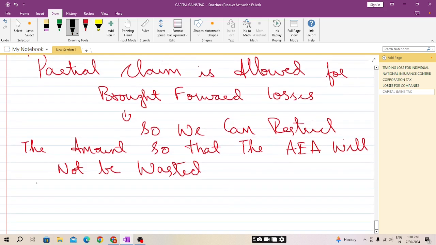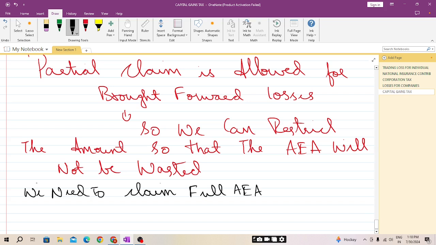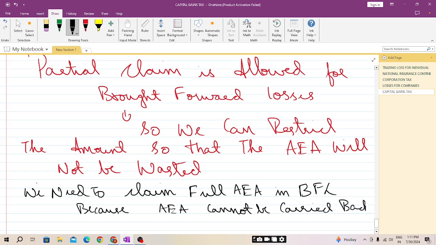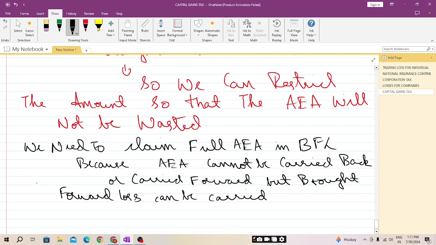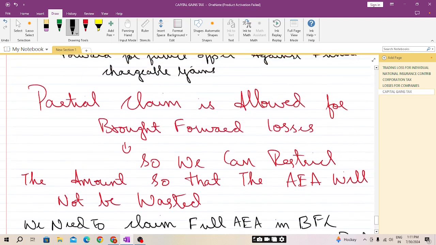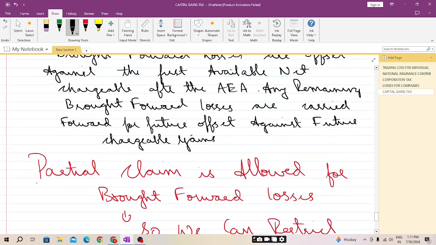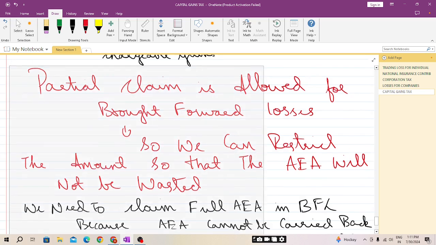And students, we have seen we need to claim full AEA in brought forward loss, because AEA cannot be carried back or carried forward, but brought forward loss can be carried forward. I hope this point is clear, students.